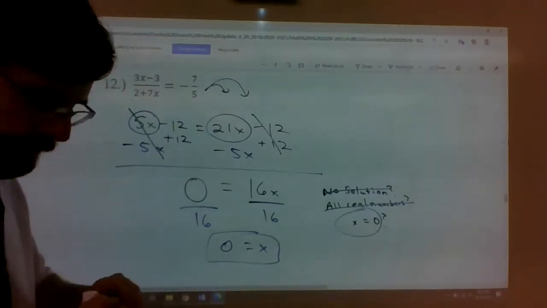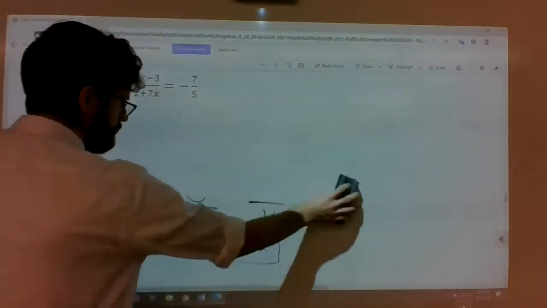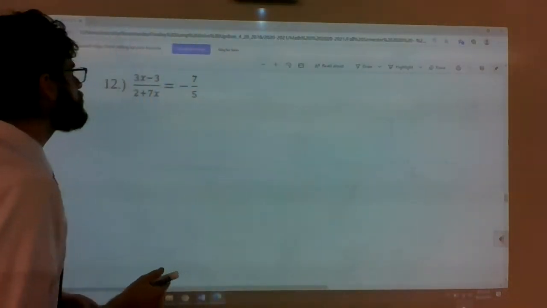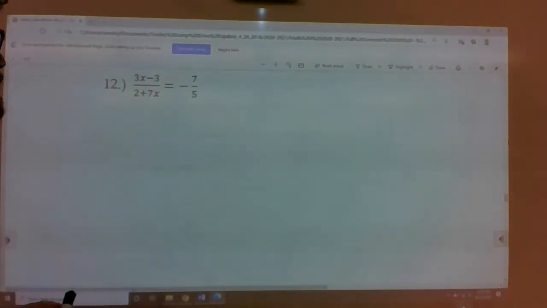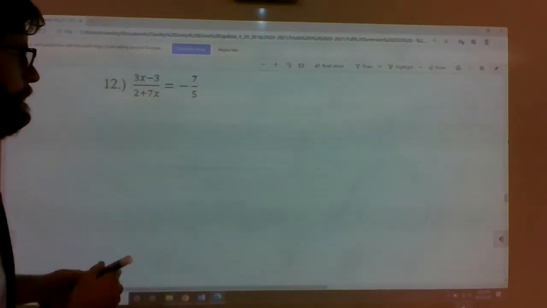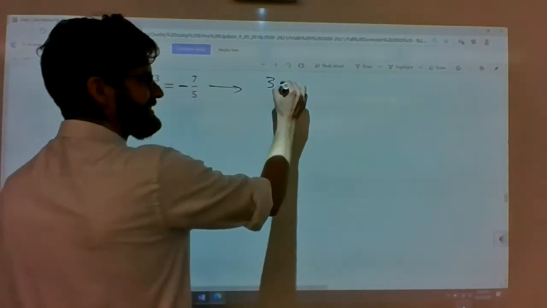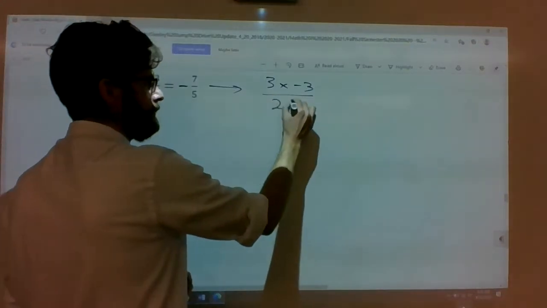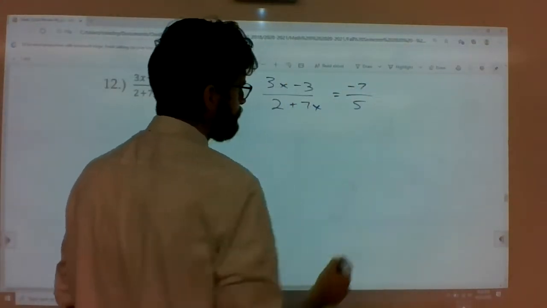All right, number 12, we're moving right along. All right, a lot of people had questions about these kind of fractions. So keep in mind, if there's a negative out front, the first thing I'm going to do is assign the negative to the top part. I'm just going to put it right there in the numerator.